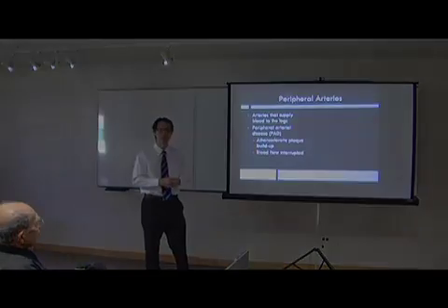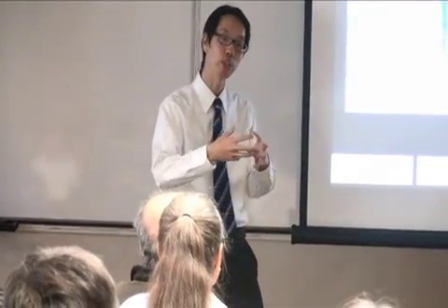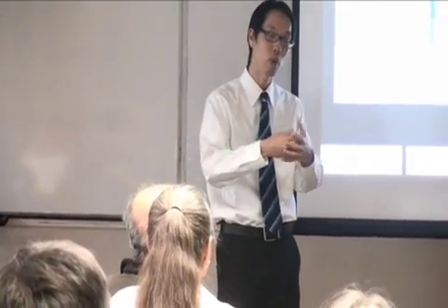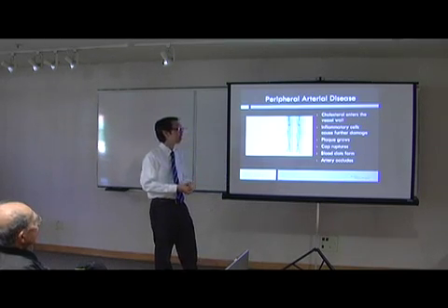The way peripheral arterial disease develops is that over time, cholesterol particles will enter the arterial wall, and they will sort of set up shop, stick to the wall, migrate inside those layers of the wall, and eventually the plaques will build up larger and larger.